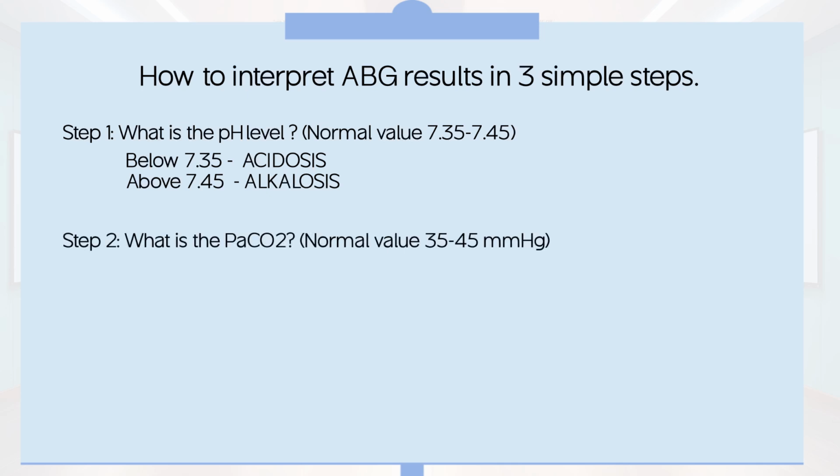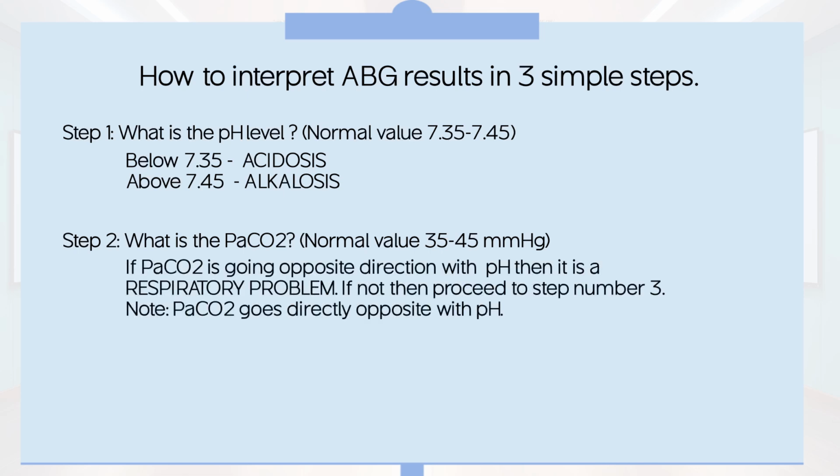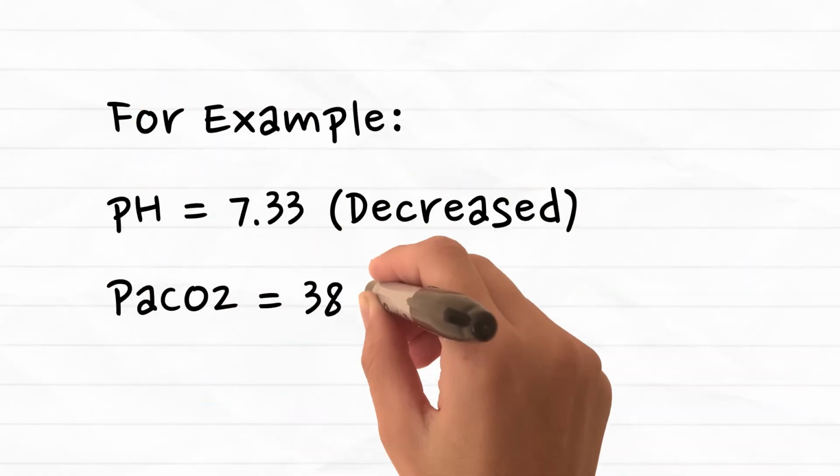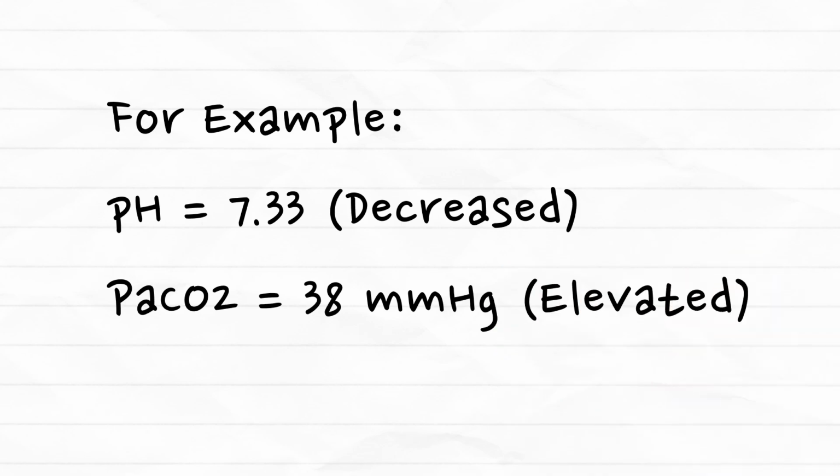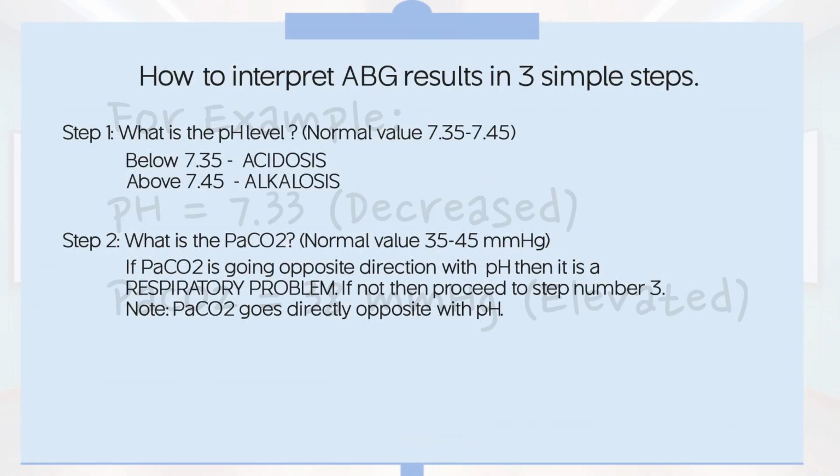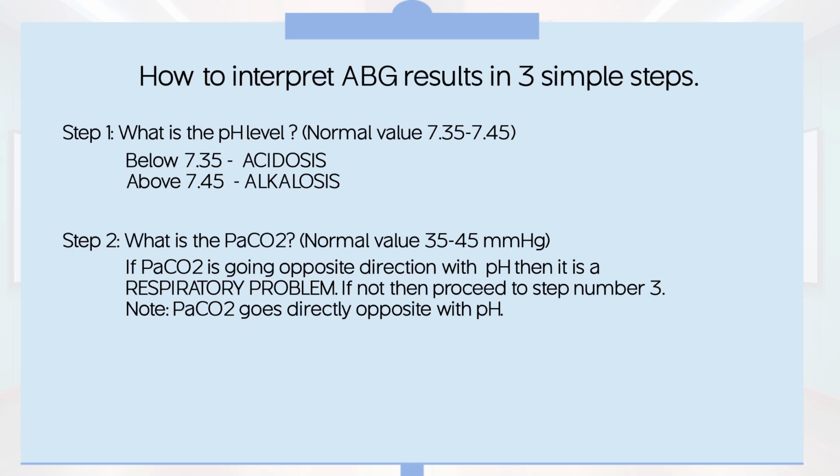Step number 2. Identify the PaCO2 level. The normal value is 35 to 45. If PaCO2 is going opposite direction with pH, then it is a respiratory problem. If not, then proceed to step number 3. Note: PaCO2 goes directly opposite with pH.